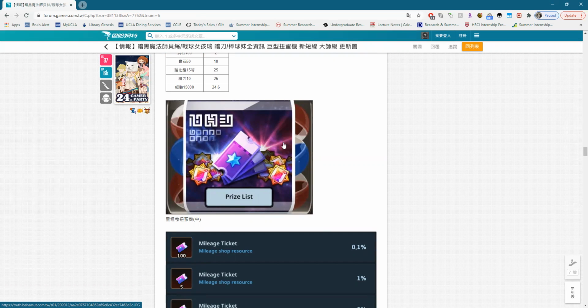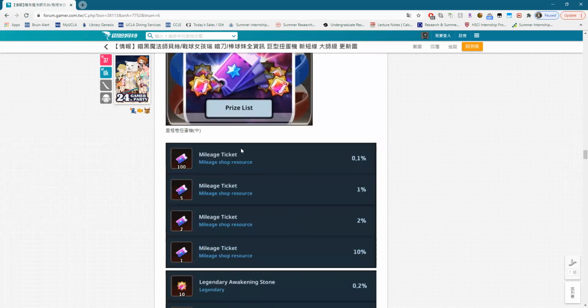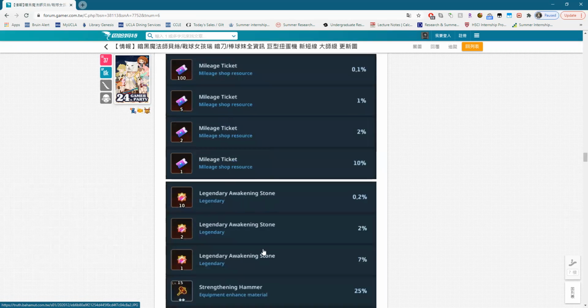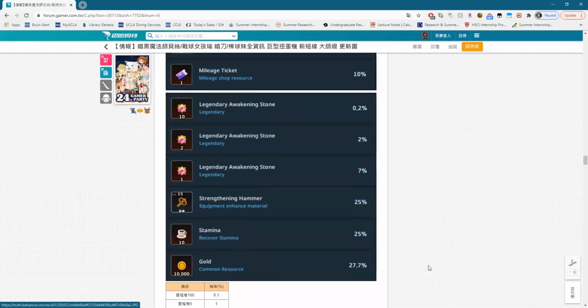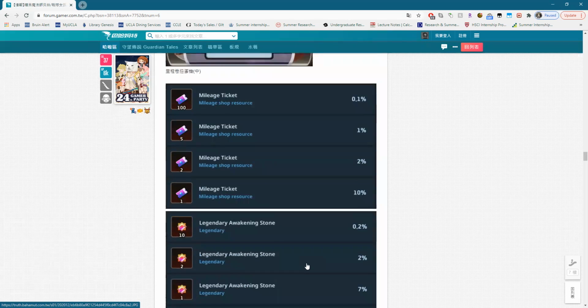The next one is probably another great one. It's hard to really decide whether the top one is better or this one is better. But this is the mileage tickets and legendary stone one. And as you can see from down here, this is one that offers the gold for like a bitty reward.